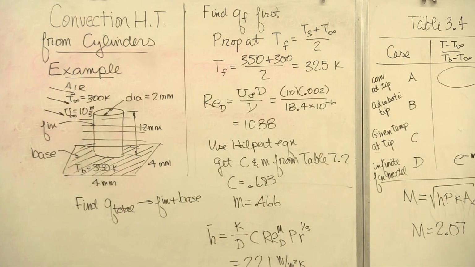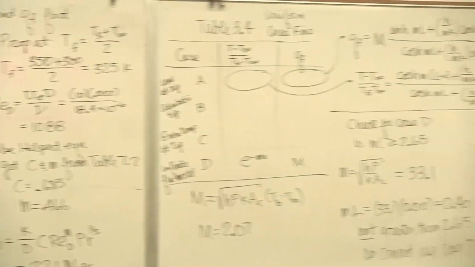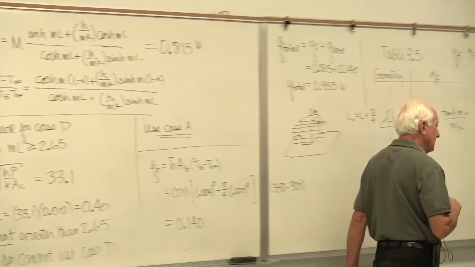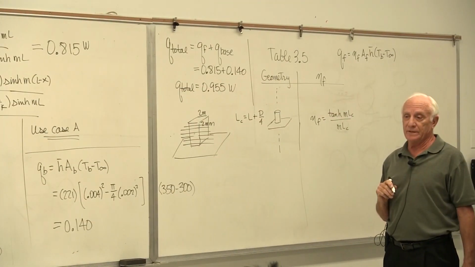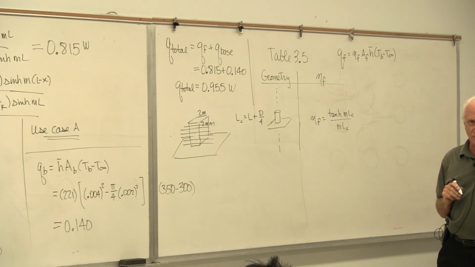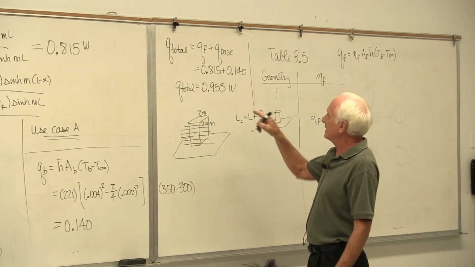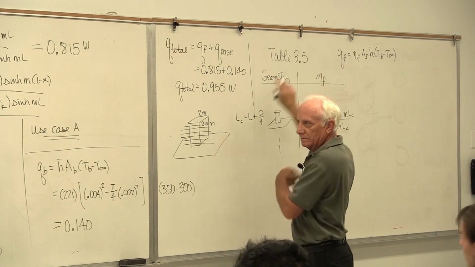This fin, slice it here, here, here, here, here, here. What's A sub C? 2 times 2 millimeters. Did it change? No. I can use table 3.4. I can't find it in table 3.5 though. Gone. Here it is.